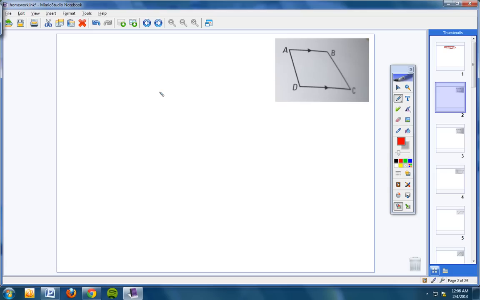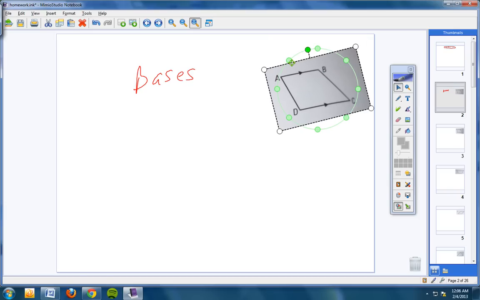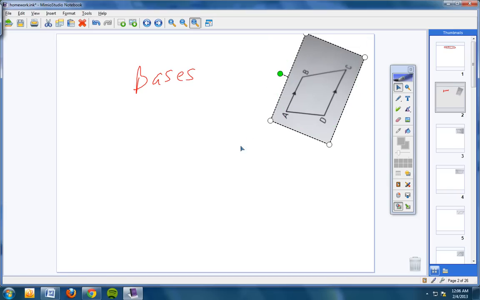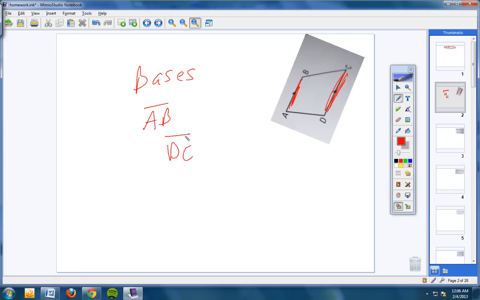Let's take a look at number 1. Number 1 says name the bases of this trapezoid right here. Well, students, please remember the bases are always the parallel sides. I keep drilling this into you, but it does not matter what way it's turned. We don't care about that. The bases are always the parallel sides, so the bases in this problem would be segment AB and segment DC. Okay, those are the bases.